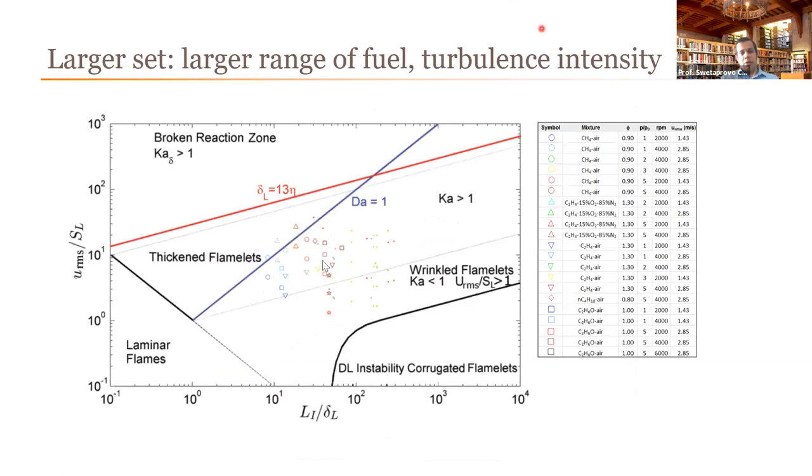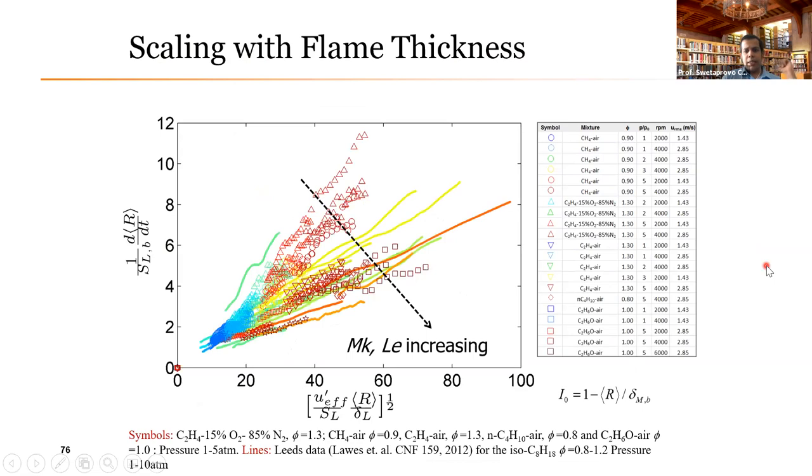Okay. And now this was for only methane flames, but what if we do a larger range of fuel, larger range of turbulence intensity? So these are all the points. These points represent experiments we did. These dots represent experiments from Leeds, from the paper by Lois et al., CNF 2012.